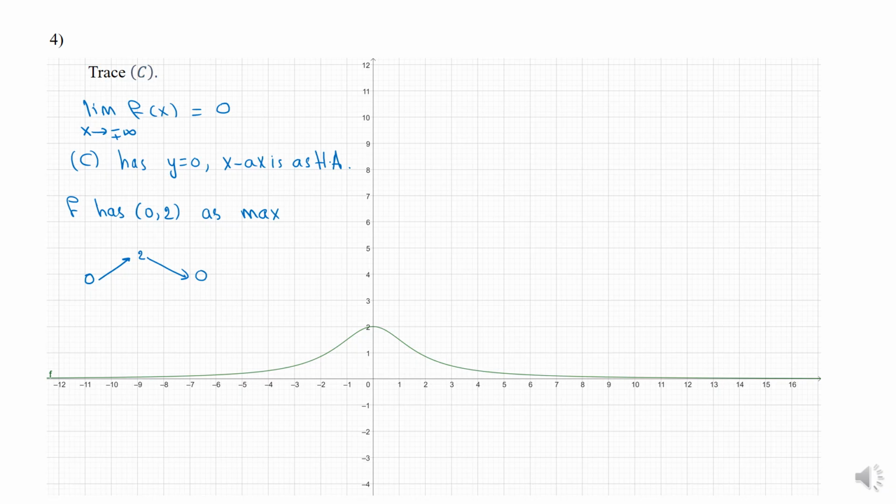So here is the graph of f. It has y equals 0 as horizontal asymptote, then it increases to the point 0, 2, decreases to have y equals 0 again as horizontal asymptote as x tends to positive infinity.